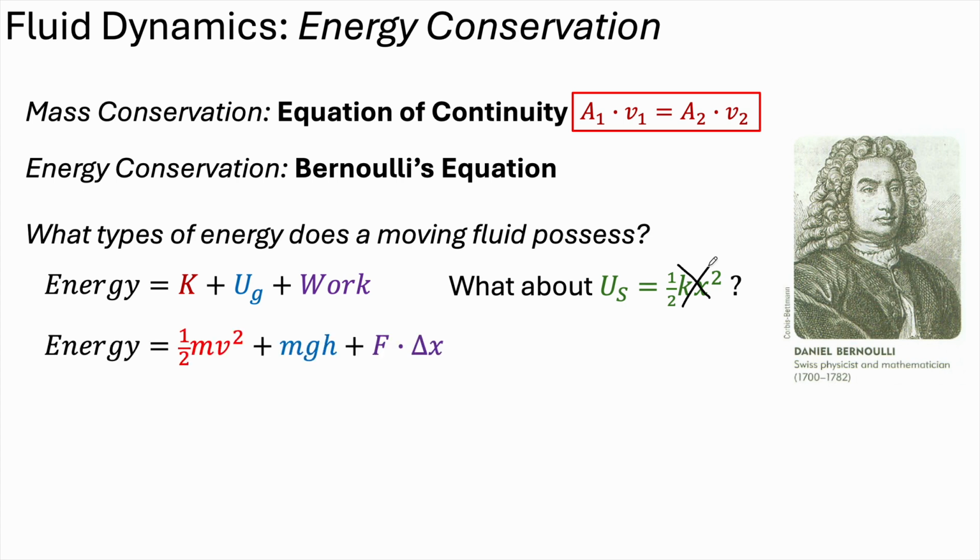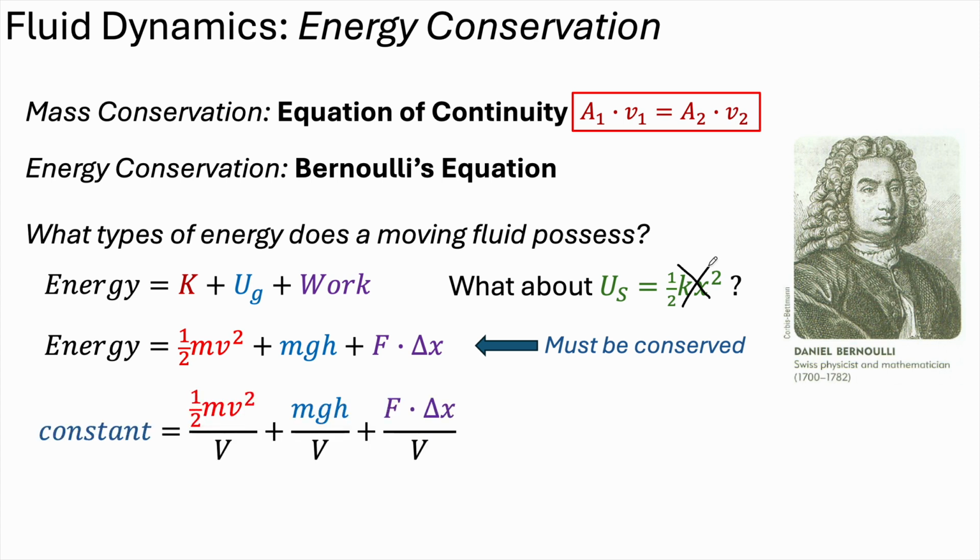So plugging in our equations, kinetic energy 1/2 mv squared, gravitational potential mgh, work, force times displacement times the cosine of theta. I'm going to leave the cosine out for clarity. And what do we know? The sum of those three must be conserved, because energy must be conserved.